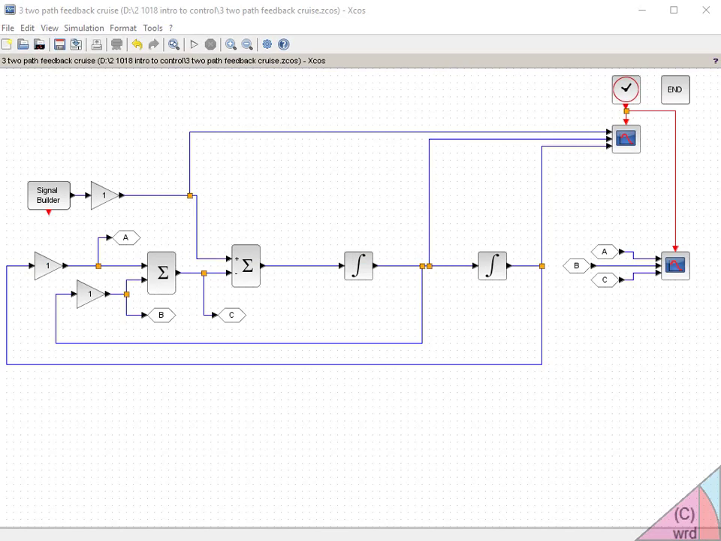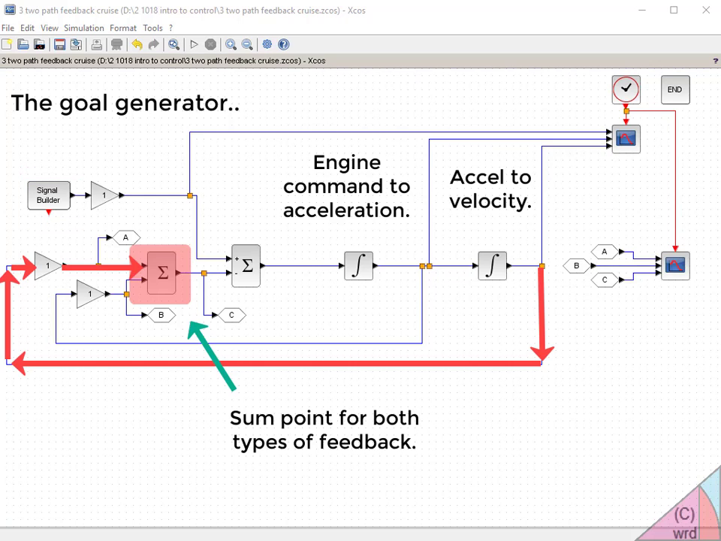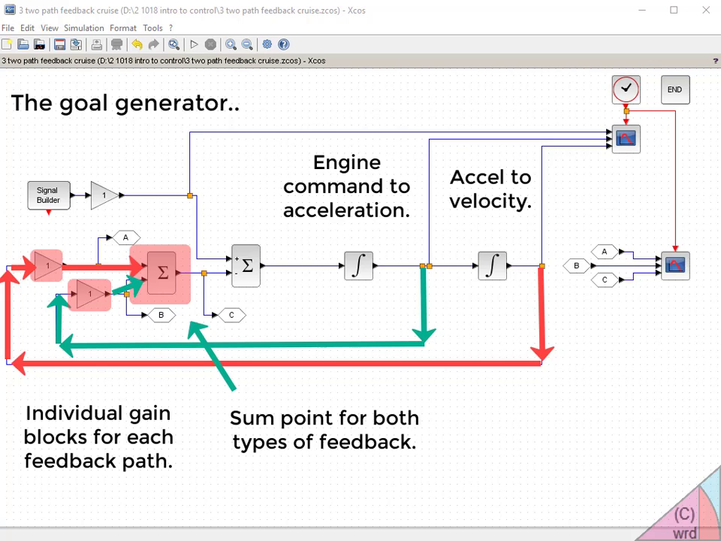Here is our two-account cruise control model with the new, and hopefully curative path. The two accounts. The original goal generator. A sum point for the feedback coming from both account 2, our car speed, and account 1, our car acceleration level. The feedback paths have gain blocks that we can turn on or off, up or down for system tuning. We will start with account 2's feedback path at gain 1, and account 1's feedback path also at gain 1.